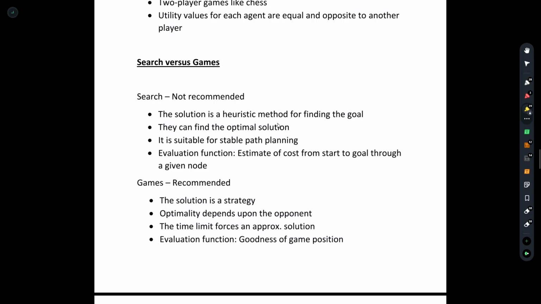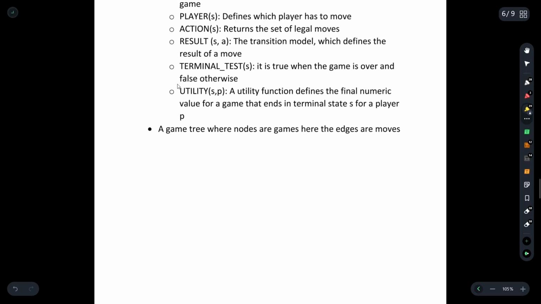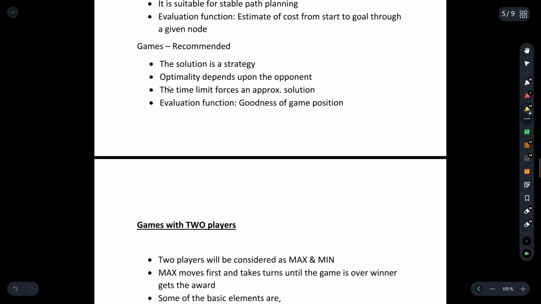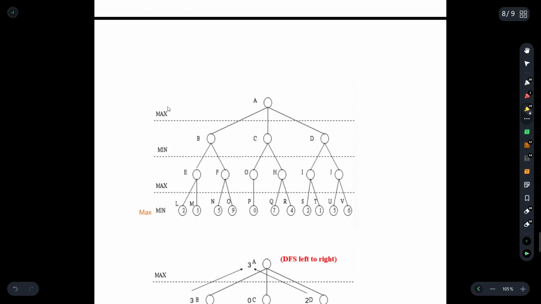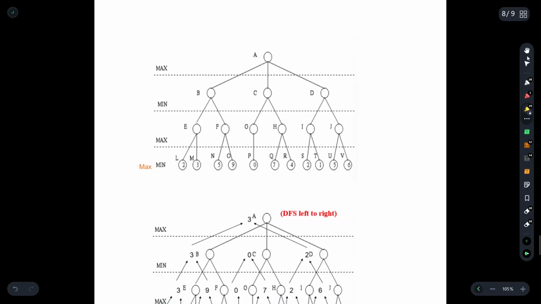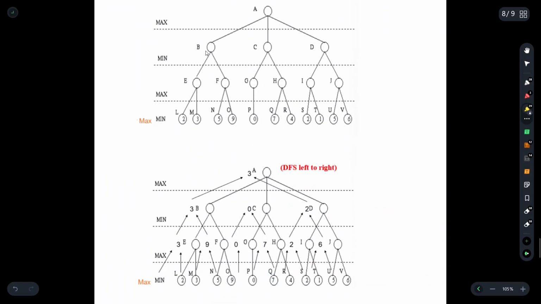So the solution is a strategy. Optimality depends upon the opponent. The game has two players, and the action of the other player will decide the next stage of the step. That is a two-player game, and you can read the gaming scenarios in these notes. Then this is the min-max algorithm. We will first discuss an example, and then we will discuss the theory.